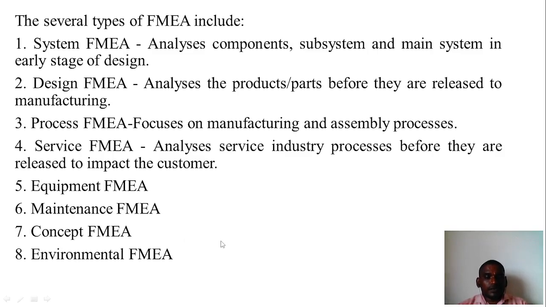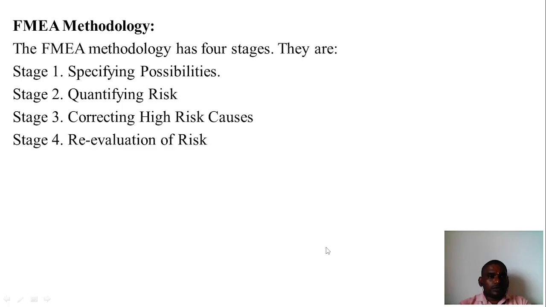Then environmental failure mode effect analysis. That means the product may be suitable only for a particular environment, so you have to take that into the analysis. Next, the failure mode effect analysis methodology. Stage one is specifying possibilities, the second is quantifying risk, the third is correcting high risk causes, and the fourth is re-evaluation of risk. These are the four stages of failure mode effect analysis.